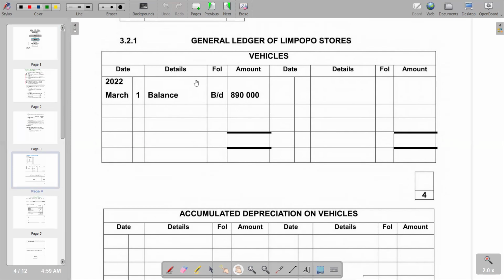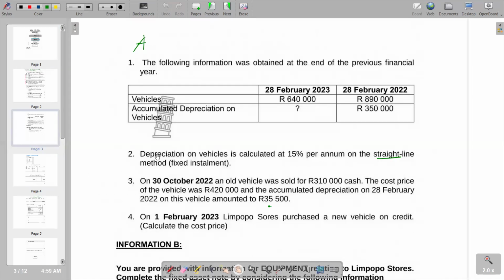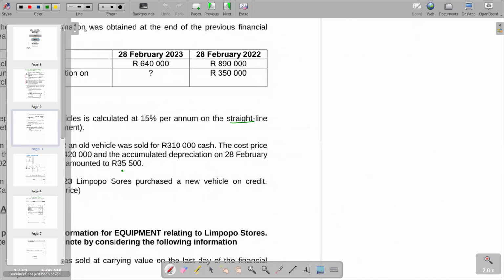From there, we can try to pick other information that we have. We can start with the first adjustment so that we can see where to post. It says depreciation on the vehicles is calculated at 15% per annum on the straight line method, fixed installment. And then on 10th October 2022, an old vehicle was sold for 310,000 cash. The cost price of the vehicle was 420,000. So we can start by putting down the depreciation, which is depreciation for the year.